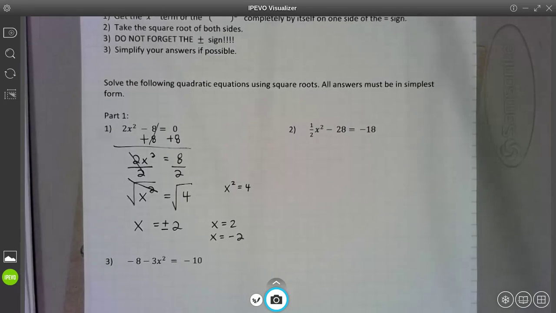All right? Can I get a thumbs up if that makes sense? If there's two answers to this equation, 2 or -2? Excellent. All right, here we go. Because the biggest mistake with these is people just put 2. They forget the plus or minus sign.